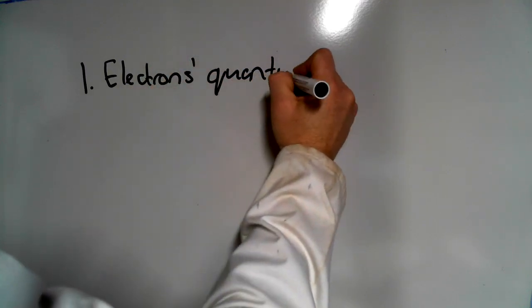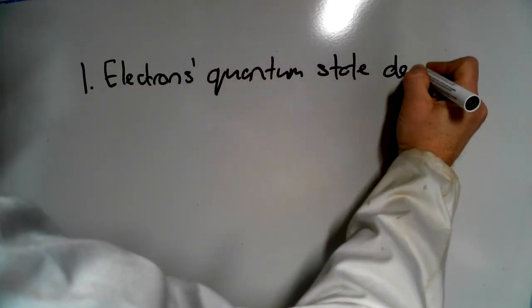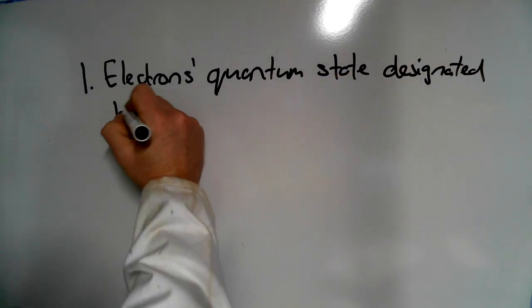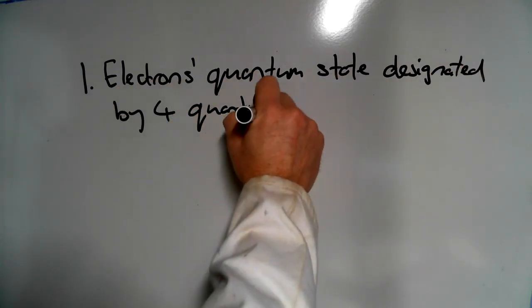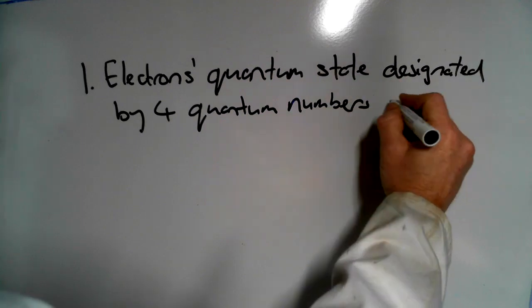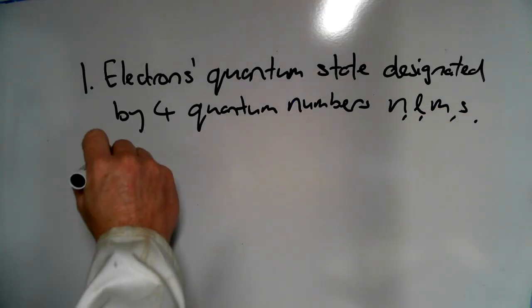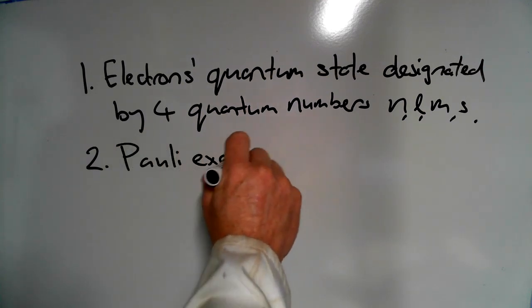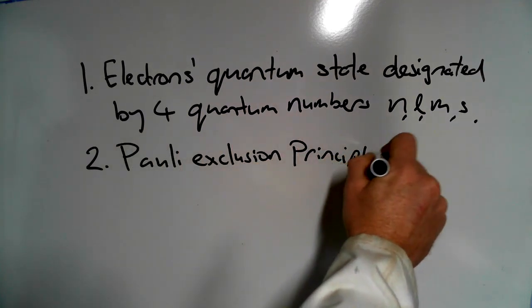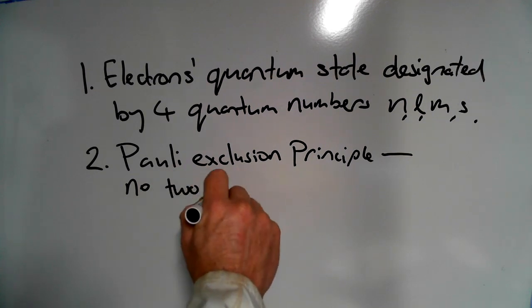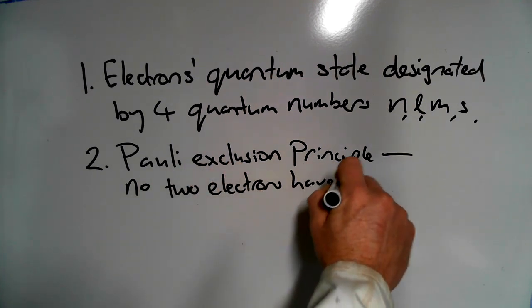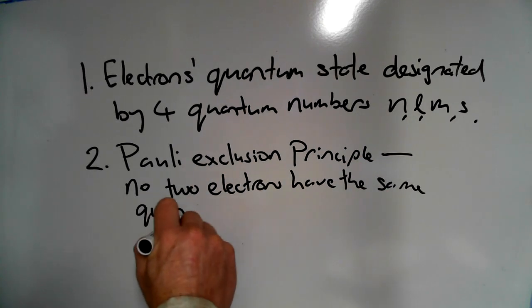Number 1. Electrons in an atom are identified by 4 quantum numbers: n, l, m, and s. These 4 numbers determine an electron's shell, subshell, orbital, and spin, its quantum state. Number 2. No 2 electrons can have the same set of quantum numbers. You can think of the 4 numbers as an address, and no 2 electrons can occupy the same address. This is known as the Pauli exclusion principle.